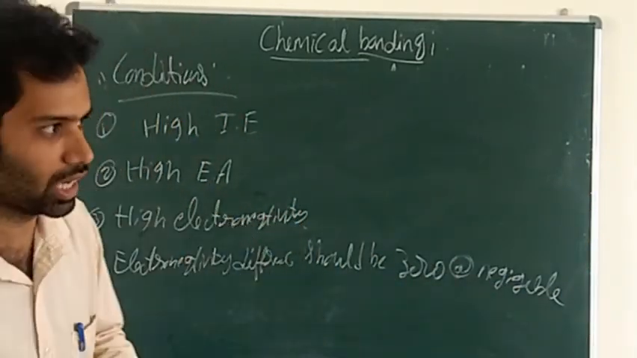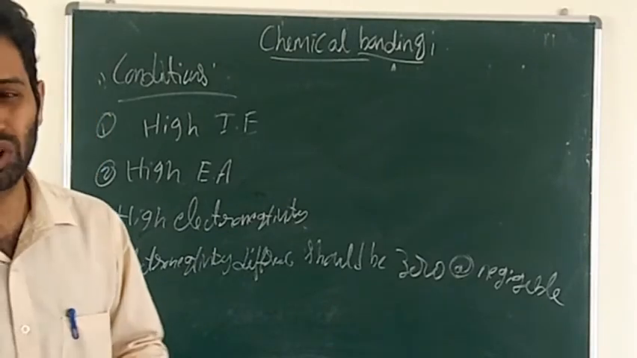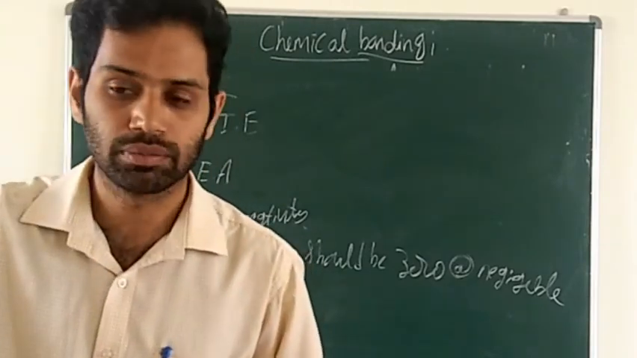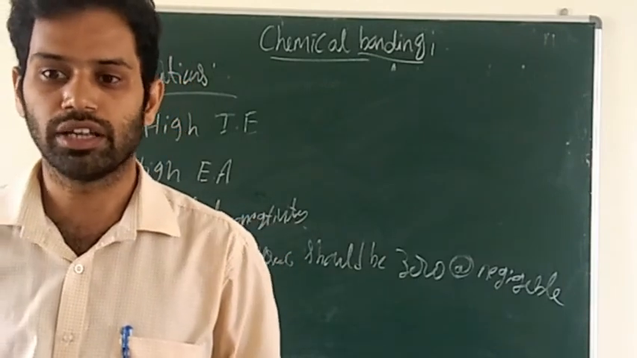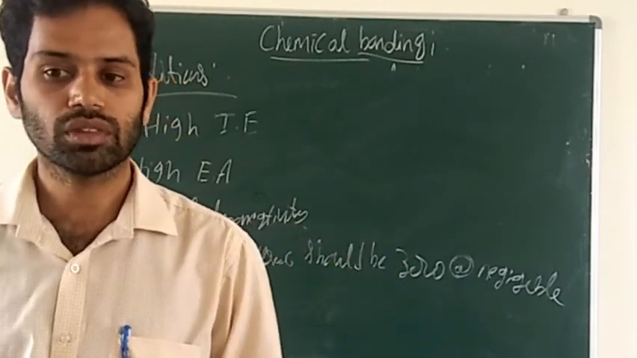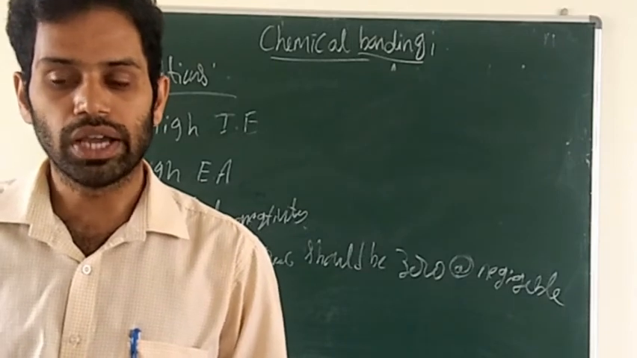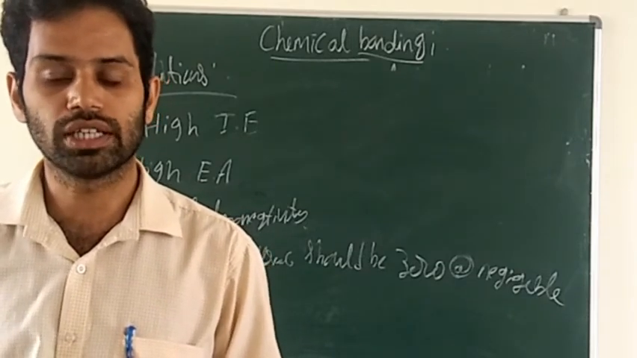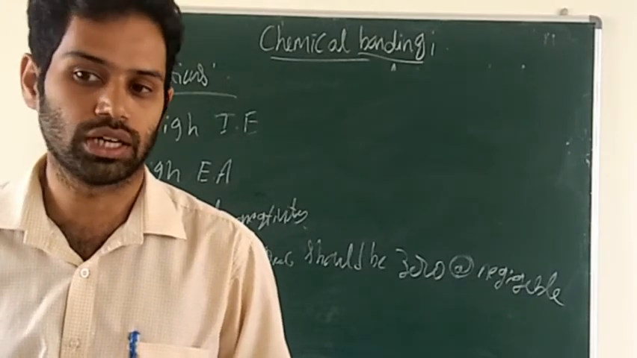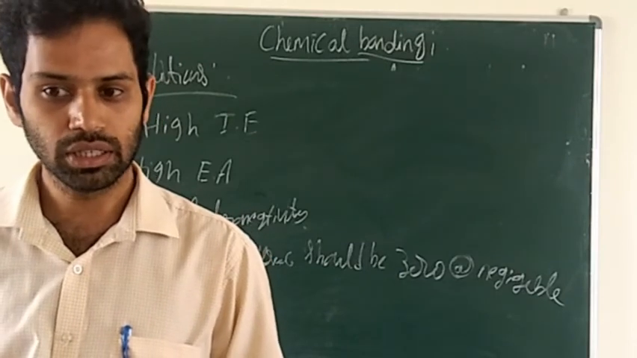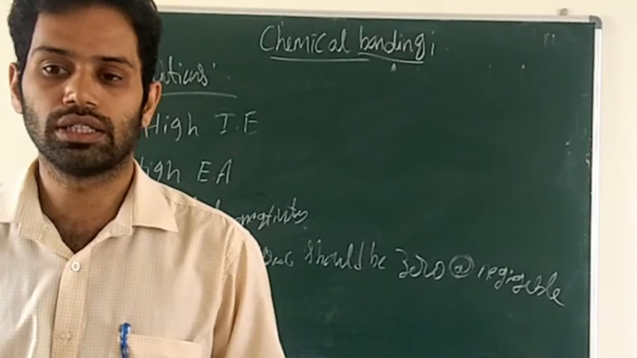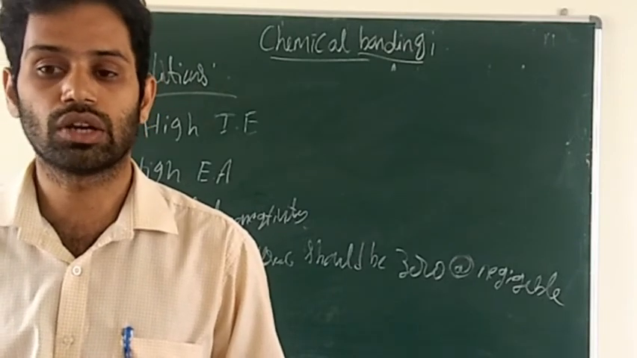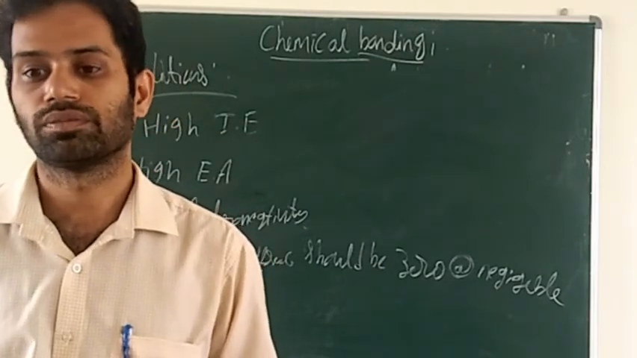And one more last condition, as I told Chaitanya: both the atoms, not one atom, two atoms, are going to combine, then they are going to form the bond. Both the atoms should have 4, 5, 6 or 7 electrons in their outermost shell. Both the atoms should have 4 or more electrons in their outermost shell. Then only they are going to form the covalent bond.